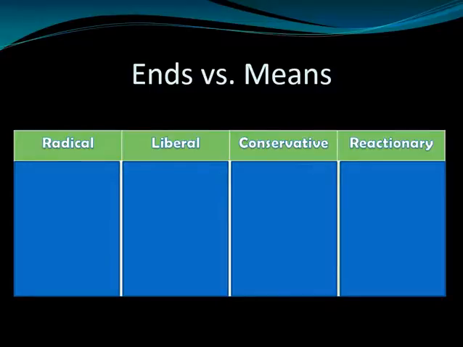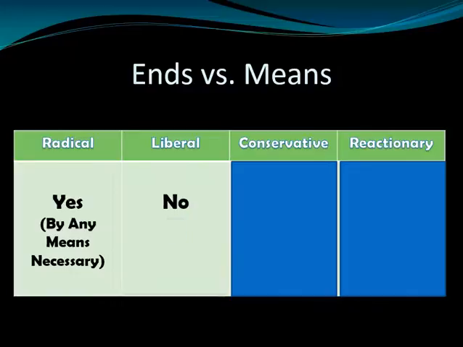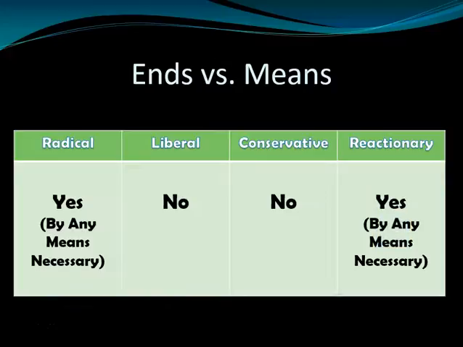When we look at the ends versus the means, what we're talking about is how do we achieve our goals? Is the way we achieve our goals worth what it takes to actually achieve them, the process? Does the process matter? And radicals would say that yes, you should do things by any means necessary. So if we want to create safety in America, radicals would say that we have to do everything that we can to create safety. Liberals would say that the ends don't necessarily justify the means, so would conservatives. And a reactionary, surprisingly, would believe the same thing as a radical.